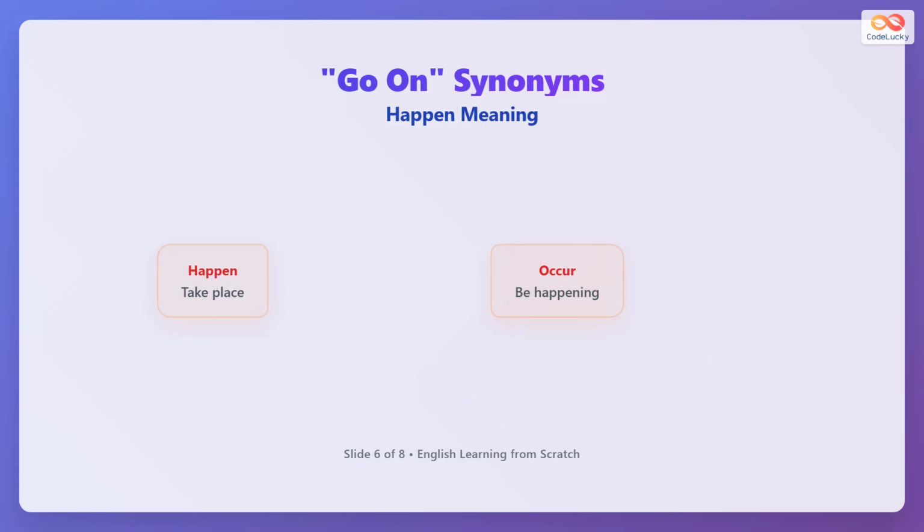Happen means an event takes place at a specific time. Occur is similar, but sounds more formal and is used in writing or news reports. Both describe situations or events currently in progress. Be happening matches the present continuous tense of go on.